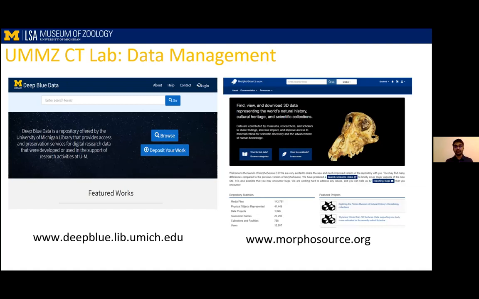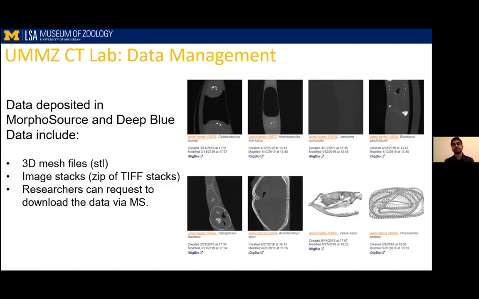And the other big one is, of course, MorphoSource. MorphoSource is an excellent resource for finding 3D data, especially CT data. And we have hundreds, if not over several thousand data sets up on MorphoSource right now. And if you were to go to MorphoSource, what you would find are 3D meshes. So say you wanted to do 3D printing or just some 3D work, you could go there, find 3D meshes such as the snakes that you can see at the bottom right-hand corner.